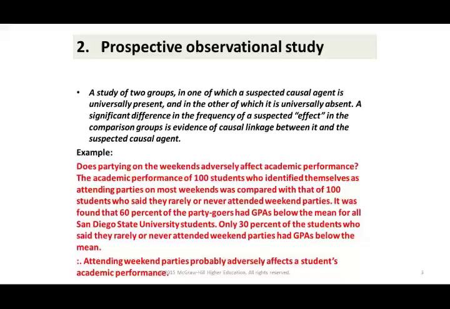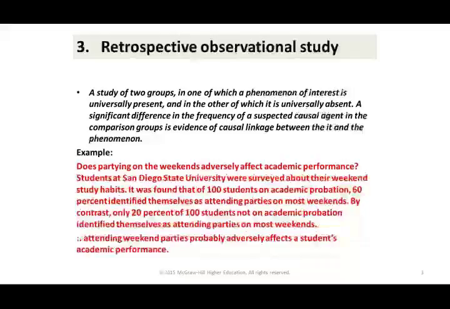I don't control who has the cause and who doesn't. I take people who will admit to having the cause and people who will say they don't have the cause and survey them. But I'm not assigning anybody to groups. I'm not randomly controlling that process. So that's what's different about a prospective observational study. Okay? So then I'm going to conclude that attending weekend parties probably adversely affects a student's academic performance.